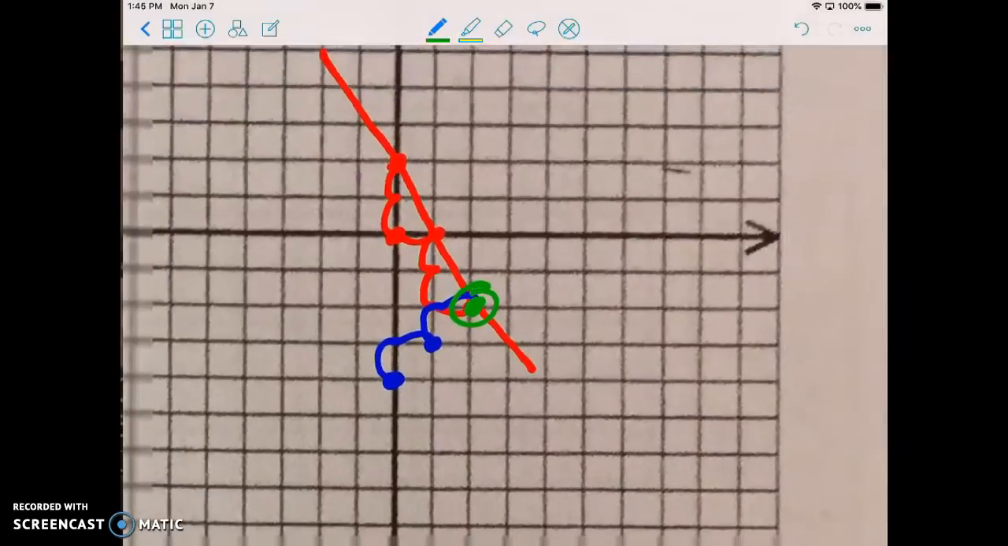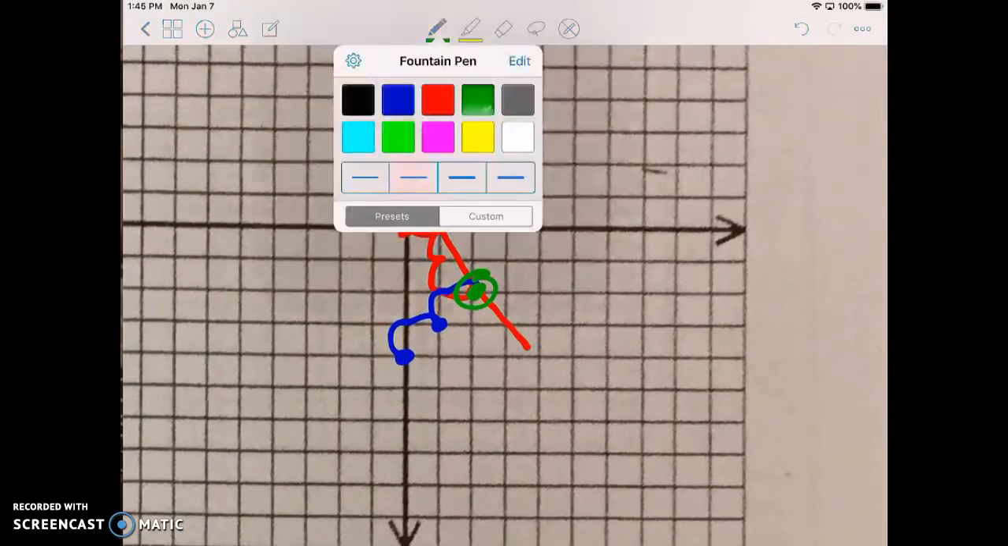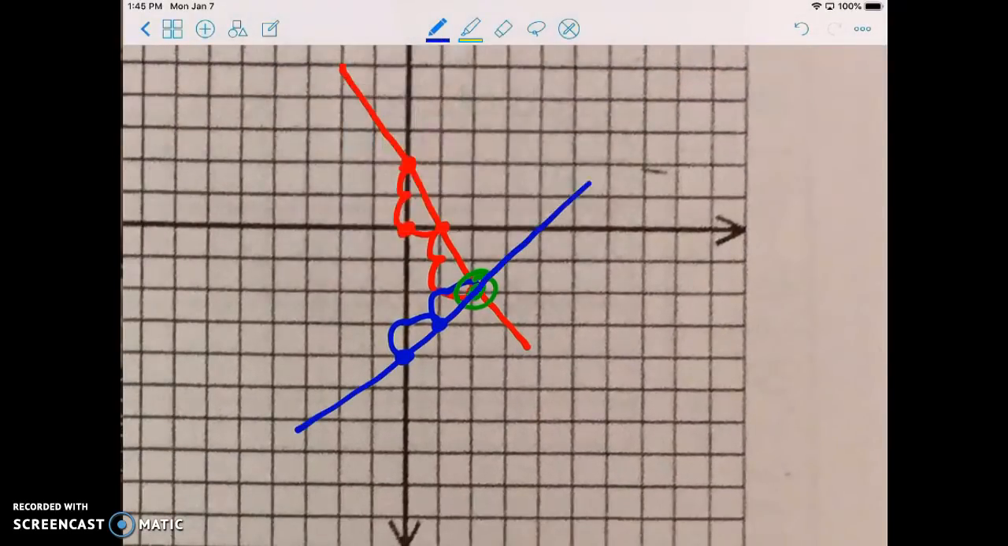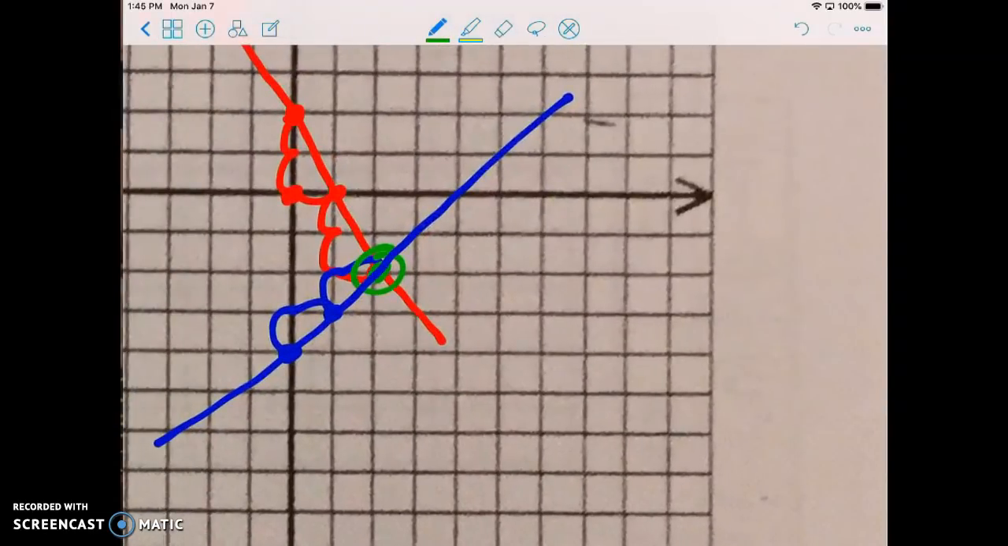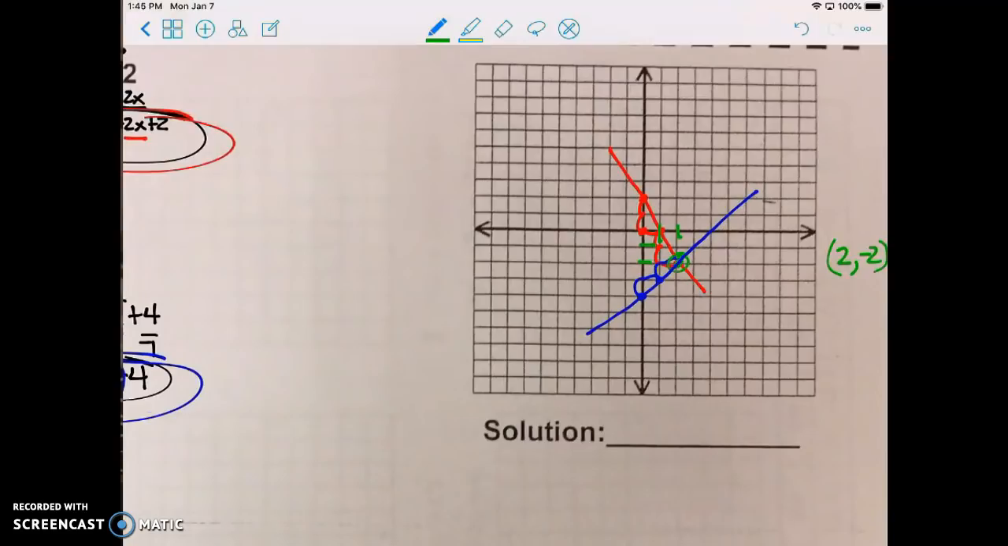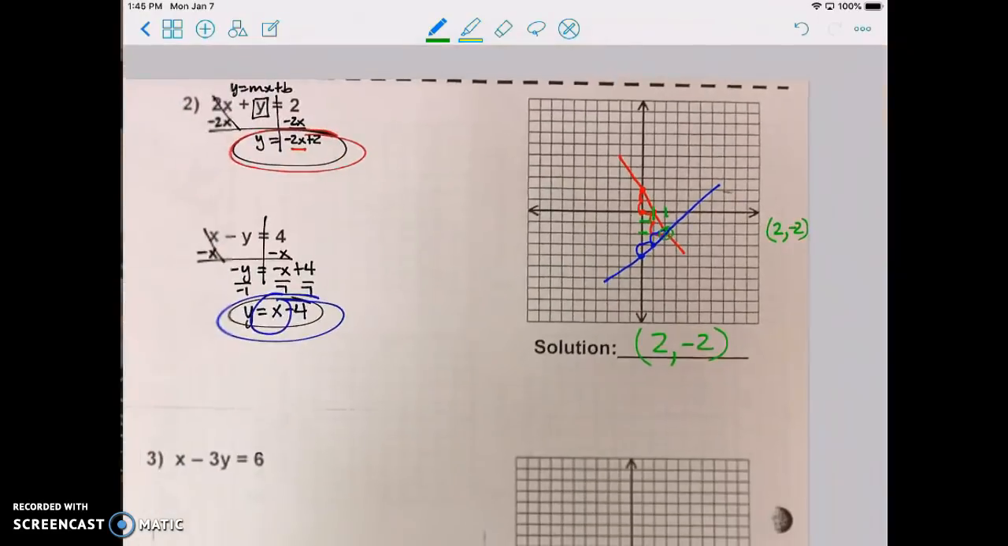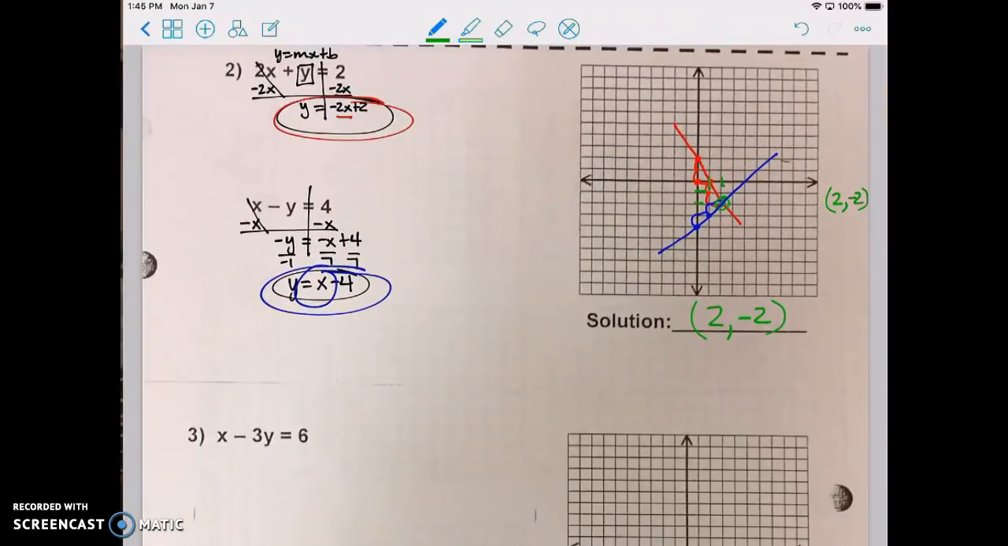Now that I know my point of intersection, well, I never drew my line, did I? Now that I know my point of intersection, I write my solution. That is 2 on the x and negative 2 on the y. Please know that most of our answers so far have had a 2 of some sort. It's not always going to be 2, guys. I know some of you are already saying it's always going to be 2. It is not always going to be 2.